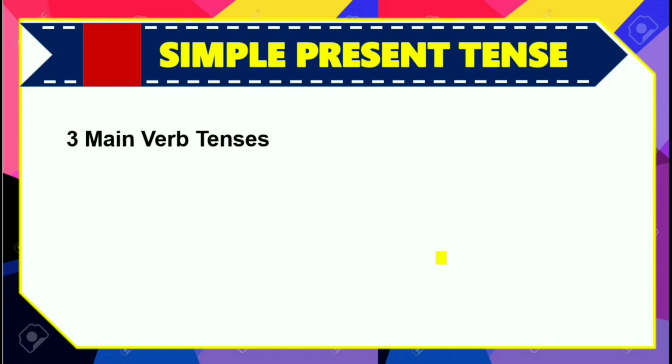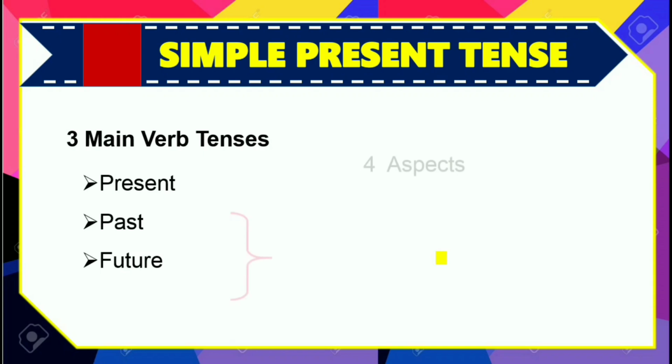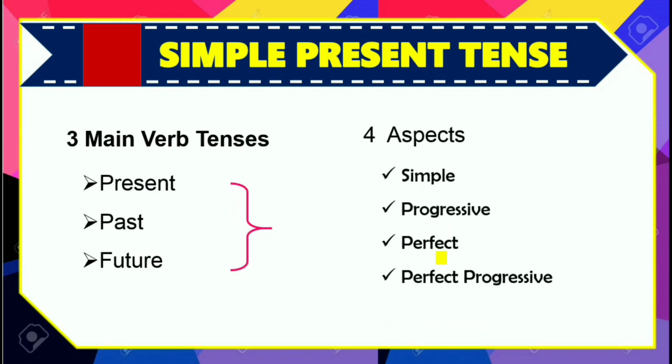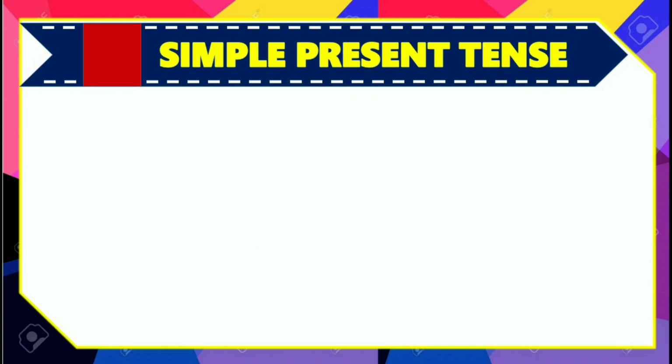There are three main verb tenses in English. We have the present, past, and future, and these tenses are divided into four aspects. We have simple, progressive, perfect, and perfect progressive. Now, there are 12 major verb tenses that English learners should know.